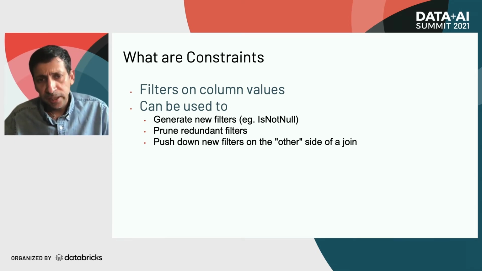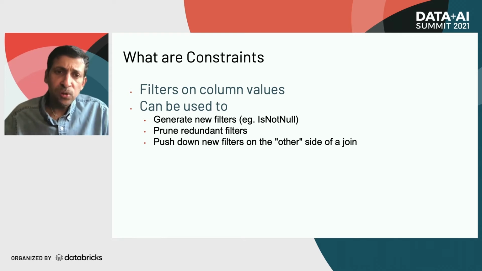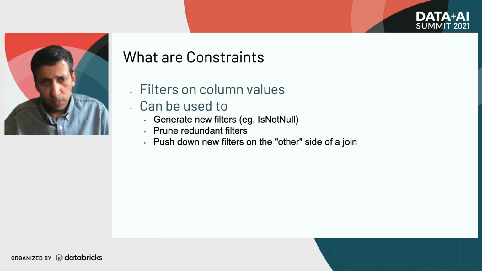Constraints are nothing but filters on the columns which the Optimizer encounters as it traverses from bottom to top, and it keeps track of those constraints. How are these constraints useful? Well, they can be used to optimize the plan by generating new filters, for example not null filters. They can be used to prune redundant filters, and they can be used to push down new filters on the other side of the join. Let's see each of these with an example.